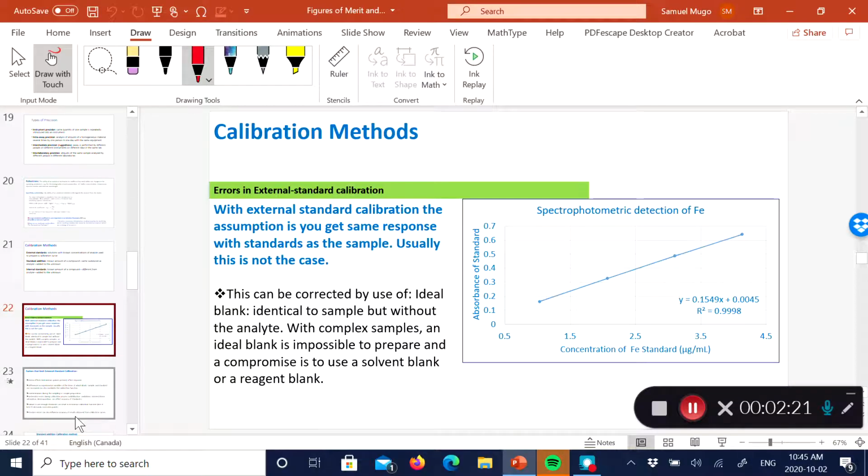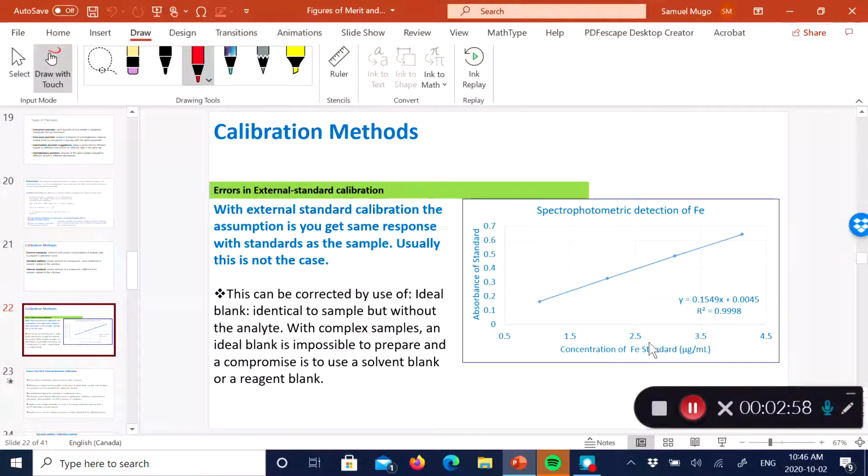So first, let's start with the external calibration method. As I've said, you prepare the standard solution and then you analyze it differently or separately from your unknown. And then you generate the linear regression. And from the equation of the line, as you well know, you can determine the unknown from the regression line, because when you analyze the unknown, you have the y, and so you can determine what the x is.